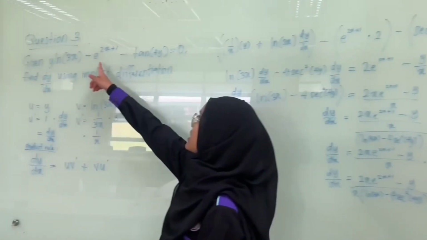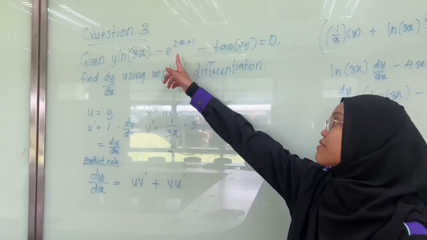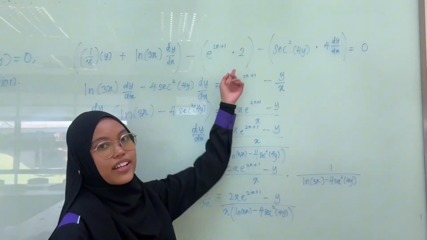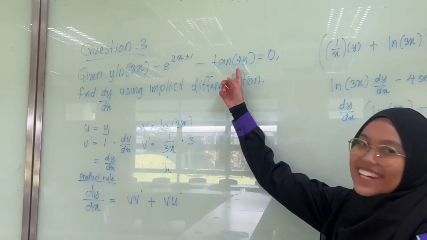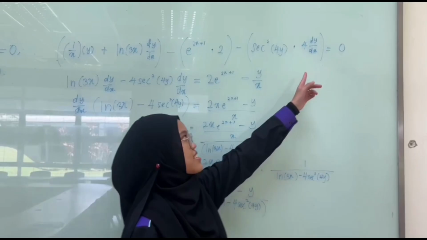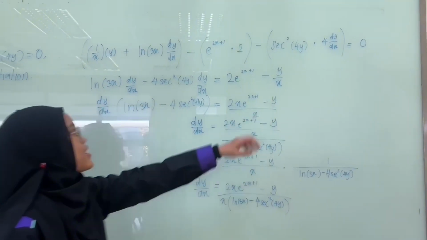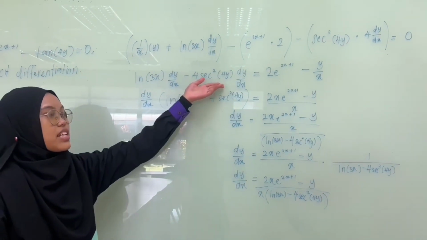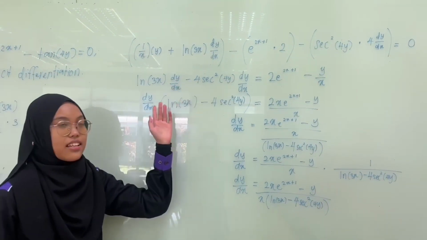And for e to the power of 2x plus 1, we can differentiate it by multiplying by 2. And for tangent of 4y, here I am using the technique of differentiation which is the chain rule. Because first step, I need to differentiate tangent of 4y to become secant squared of 4y. The second step is we need to differentiate the value in the bracket, which is 4y, becomes 4 times dy over dx. And then we just need dy over dx at the right side and let the others go to the left side.